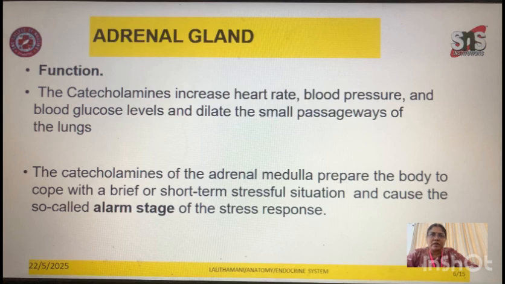The catecholamines of the adrenal medulla prepare the body to cope with brief or short-term stressful situations. Whenever somebody is frightened, threatened, or stressed, the alarm response comes in. This alarm response triggers catecholamine release from the adrenal medulla and causes the so-called alarm stage of the stress response. So the adrenal gland is responsible for how we react when there is a stressful situation.